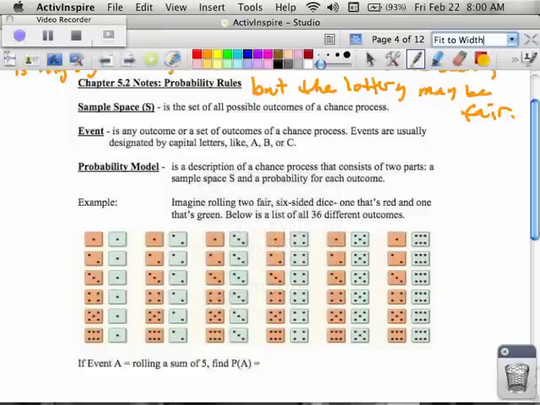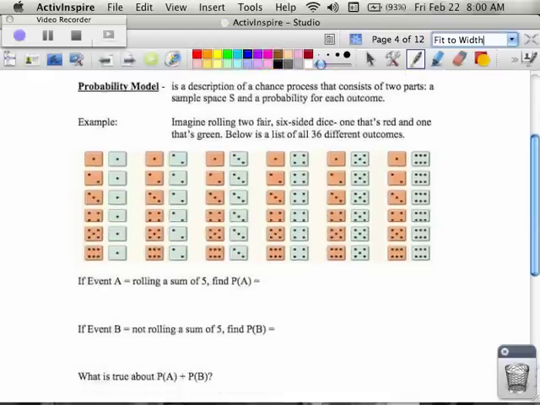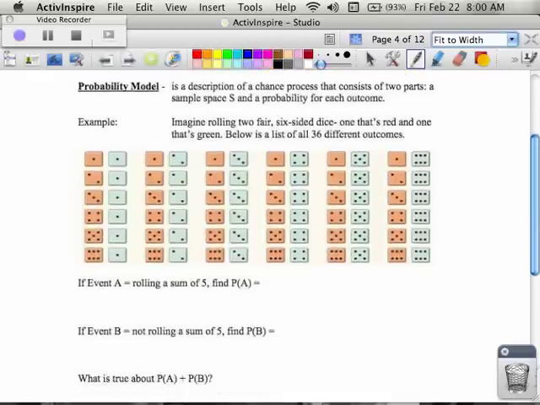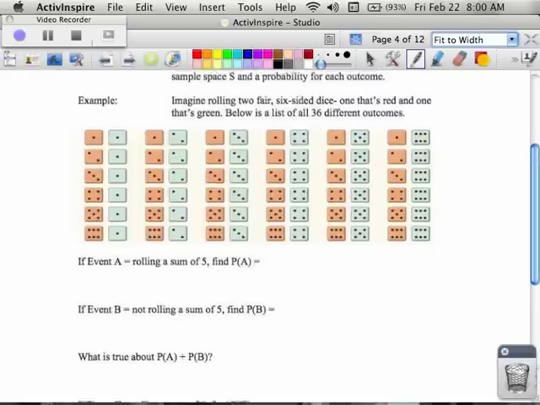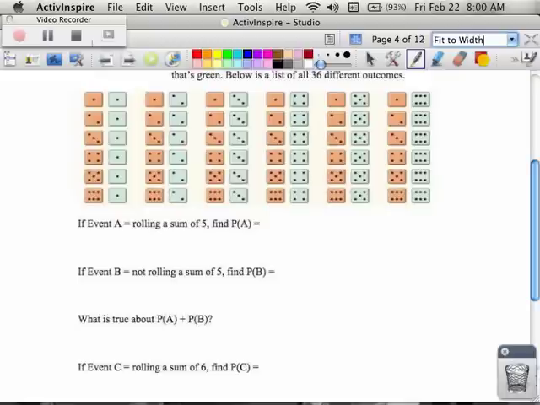A probability model is the description of that chance that has 2 parts, the sample space and the probability for that outcome. For example, imagine that you're rolling 2 fair dice. They're 6-sided, one's red, one's green, and here are all the 36 possibilities that you see on the screen. The probability of event A, rolling a sum of 5, would be written as P of capital A. Then you find out which outcomes those are.